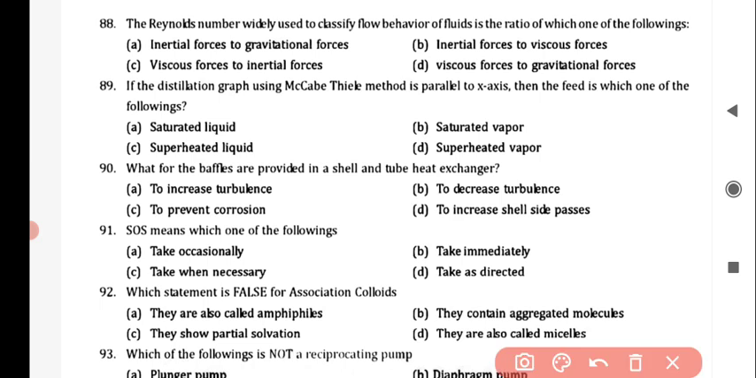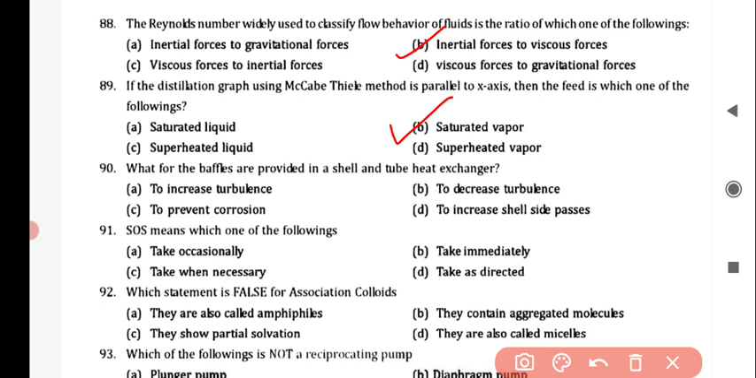Next question is, the Reynolds number widely used to classify flow behavior of fluids is the ratio of which one of the following? And the correct answer is option B, that is inertial forces to viscous forces. Next question is, if the distillation graph using McCabe-Thiele method is parallel to x-axis, then the feed is which one of the following? And the correct answer is option B, that is saturated vapor.